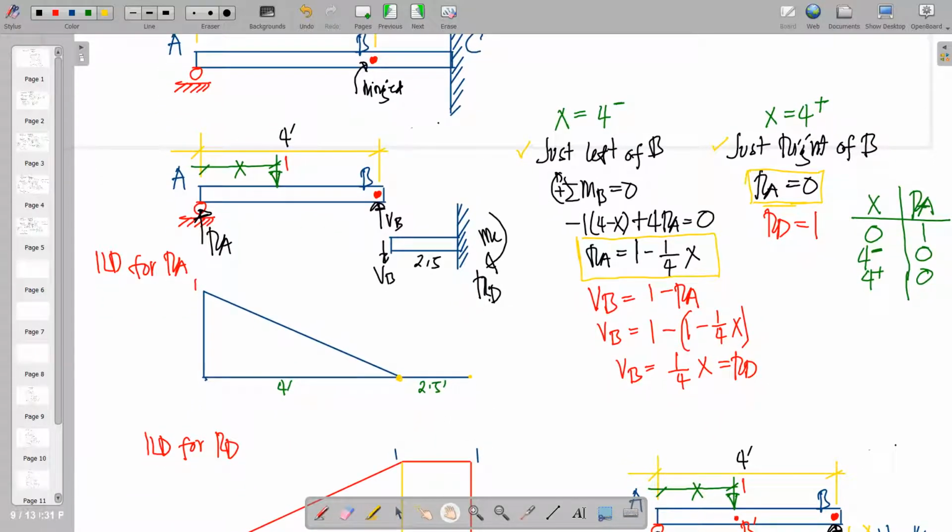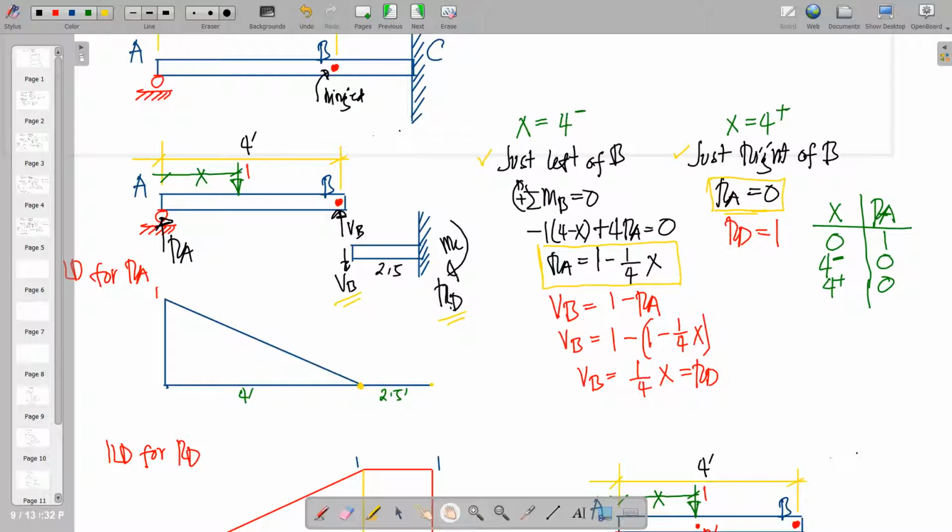Now, interestingly, RD is not directly related to RA, but RD is greatly dependent on the shear at B. RA is related to the shear at B, and then we can relate RD to RA through the shear at B. So we will be needing the ILD for RA this time.